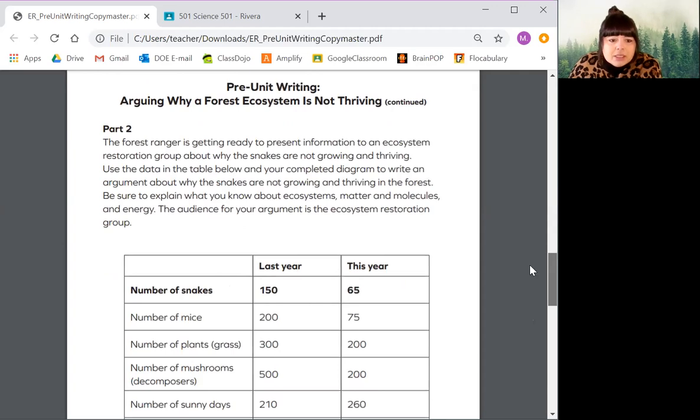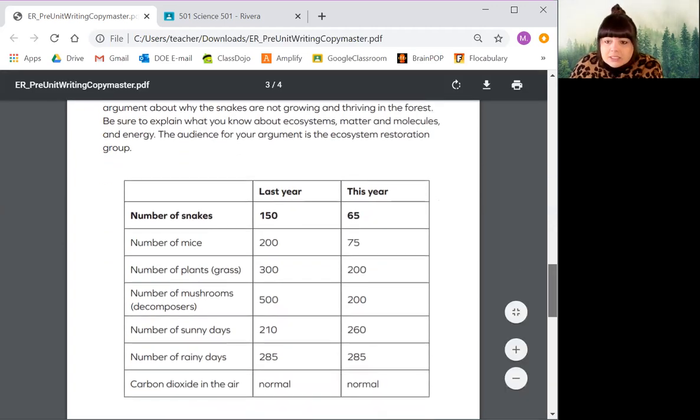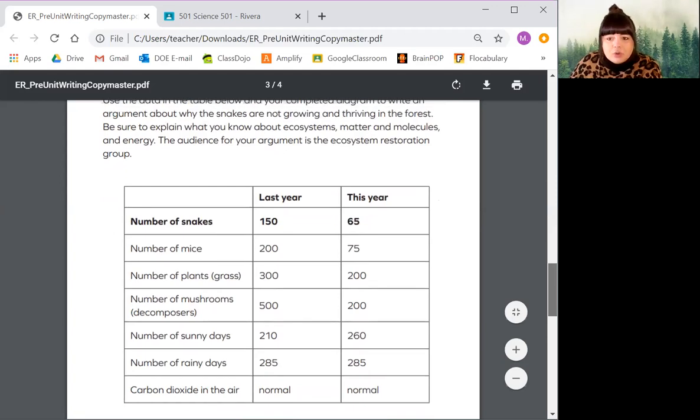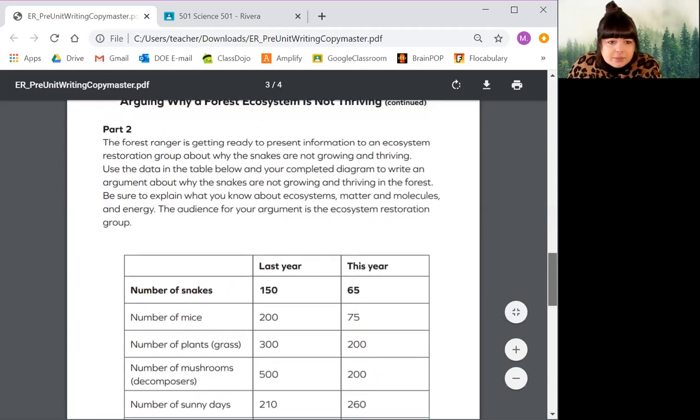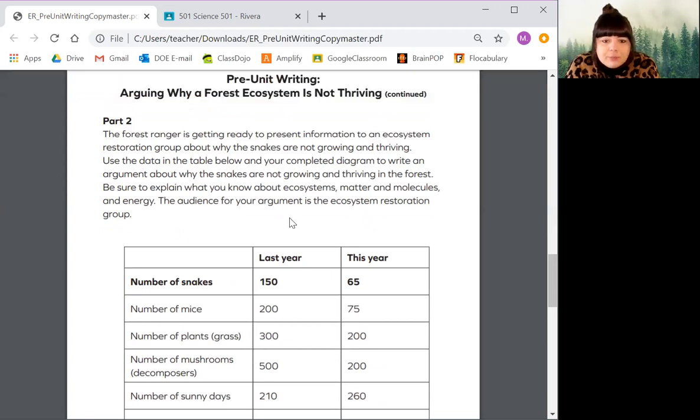Page 3. This is giving you data about what is going on with the number of plants, sunny days, rainy days, carbon dioxide in the air. So all factors that might affect an organism living in a specific ecosystem. So it says the forest ranger is getting ready to present information to an ecosystem restoration group about why the snakes are not growing and thriving.